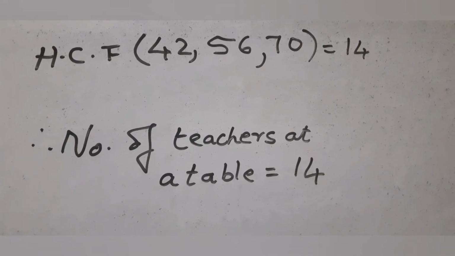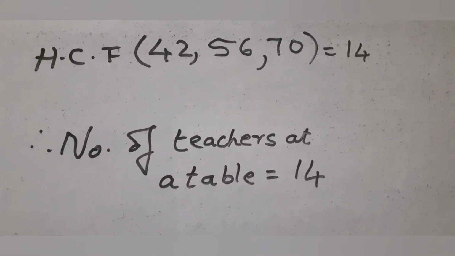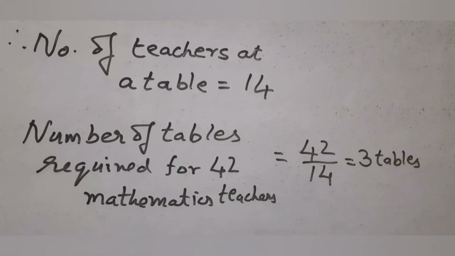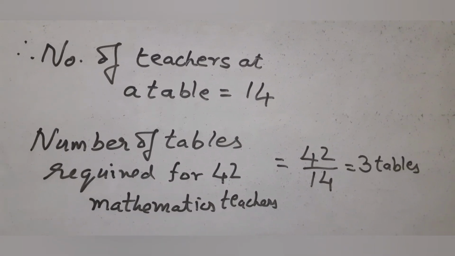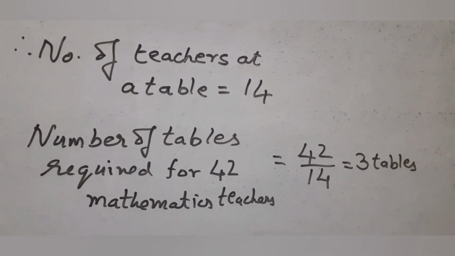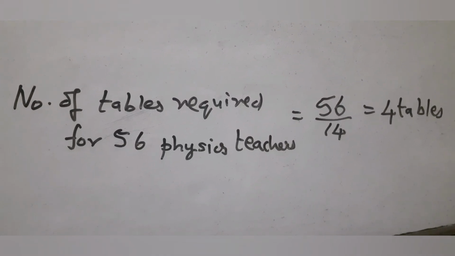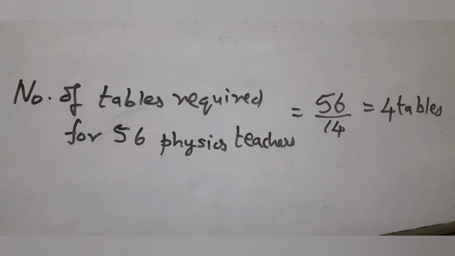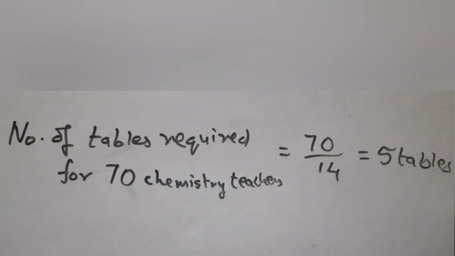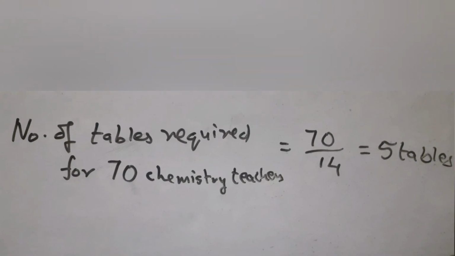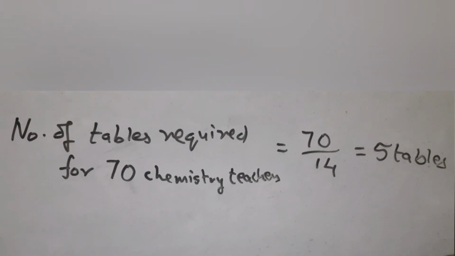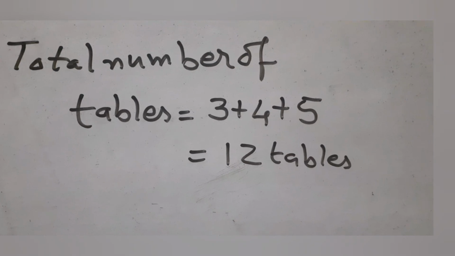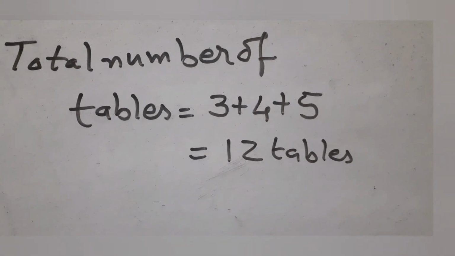So this means 14 teachers each can be seated at one table. For 42 teachers in maths, we require 42 by 14 equal to 3 tables. For 56 physics teachers, we require 56 by 14 equal to 4 tables. And for 70 chemistry teachers, we require 70 by 14 equal to 5 tables. So minimum number of tables equal to 3 plus 4 plus 5 equal to 12 tables.